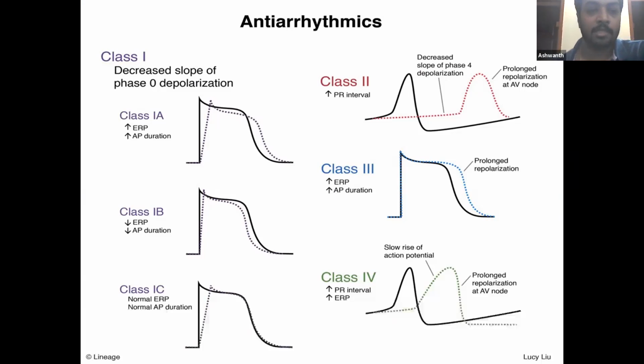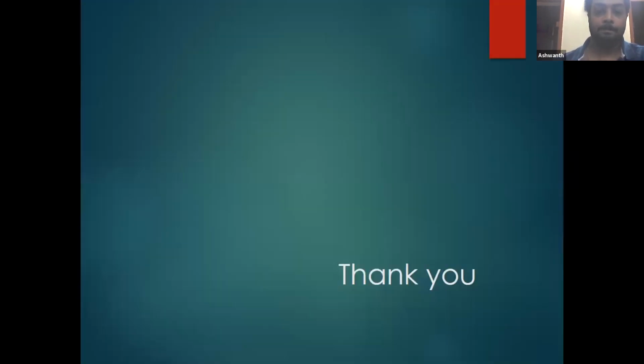Summary of the class: class 1 decreases the slope of phase 0 depolarization, class 2 decreases the slope of phase 4, class 3 is potassium channel blockers, and class 4 is calcium channel blockers. Thank you.